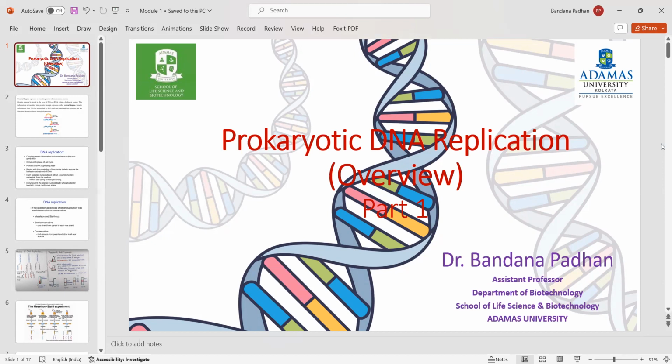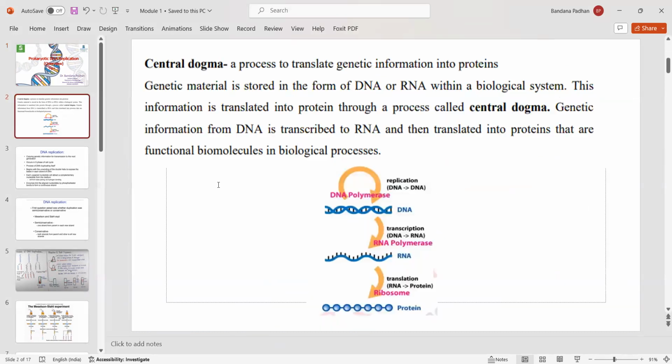And in module 3, we will discuss eukaryotic DNA replication. And in module 4, we will discuss the DNA damage and repair mechanism. So, hello everyone. I'm Dr. Bandana Padhan from the Department of Biotechnology, School of Life Science and Biotechnology at Amas University. Let's start discussing the overview of DNA replication.